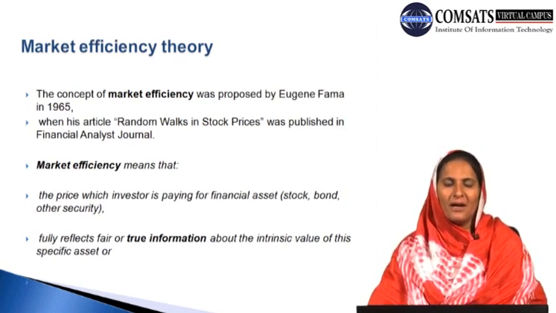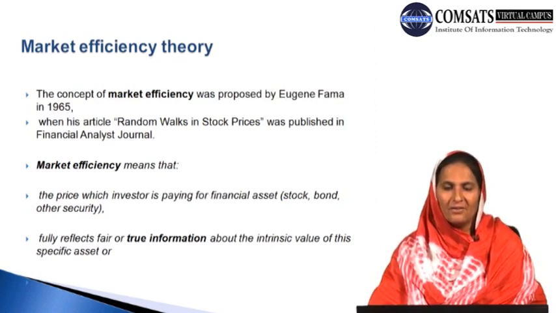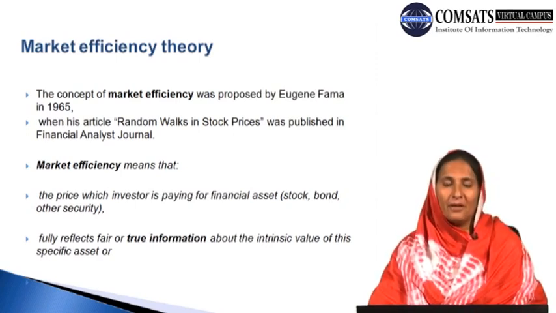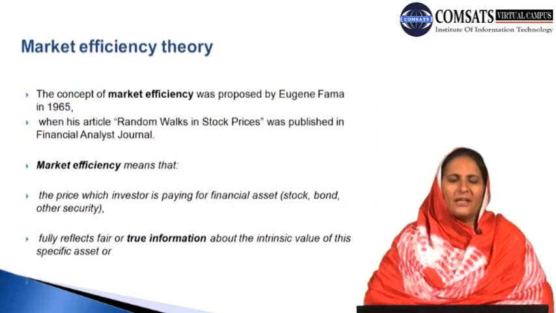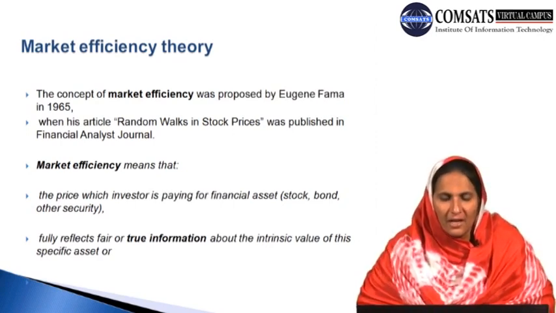And Eugene Fama's article about the random walk in stock prices was published in the Financial Analysts Journal in 1965. The significance of this article is that it was published in a reputable international journal many years back. Fama had a good idea and analyzed the situation as far as returns in the financial market are concerned. This article was very important and highlighted the random walk of asset market prices.